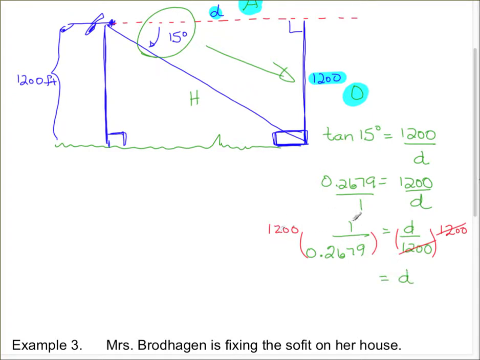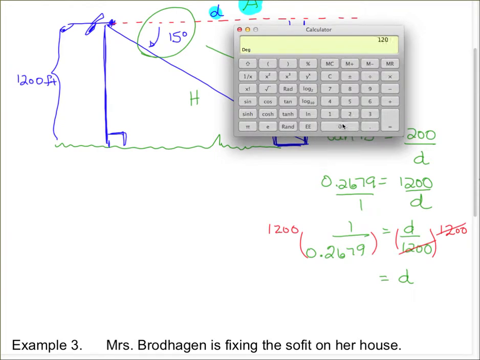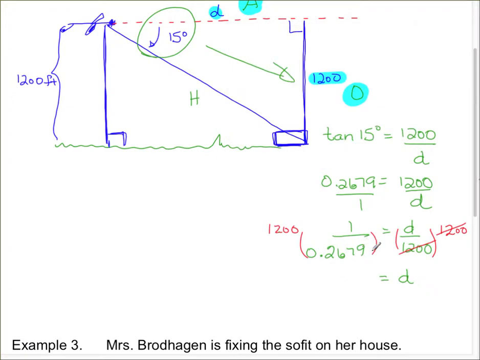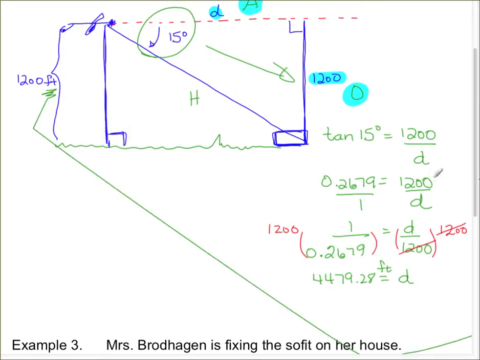And then over here, it's 1,200 times 1 divided by that thing in the bottom. So 1,200 times 1, which is just 1,200. Don't type that into your calculator. 1,200 times 1, and then we divide by 0.2679. So, 4479.28, and that is measured in feet, ladies and gentlemen, because the original measurement was given in feet.